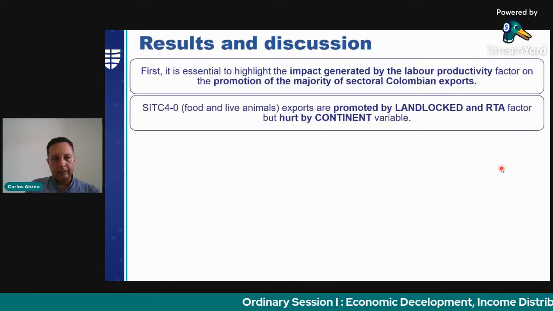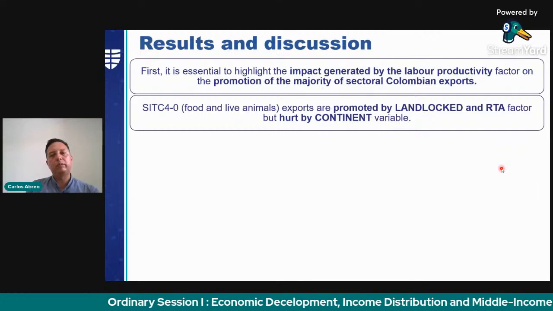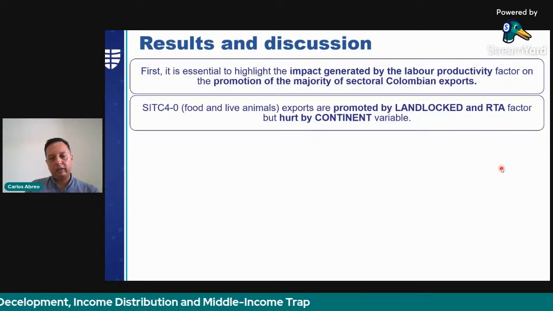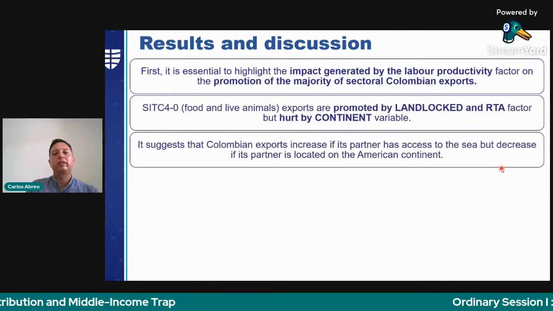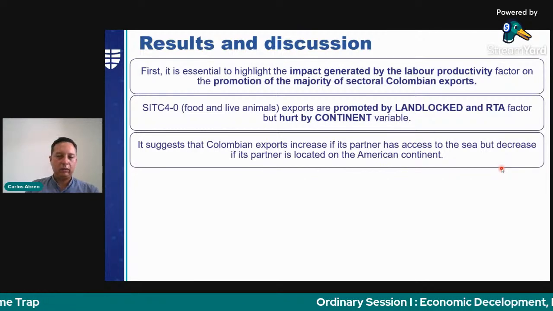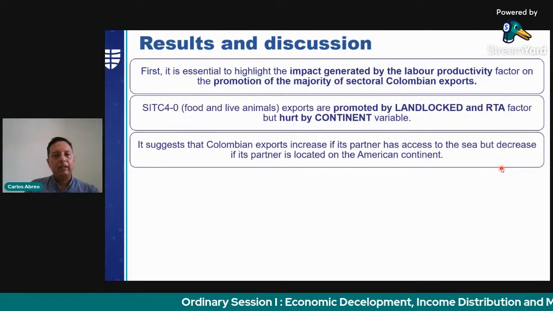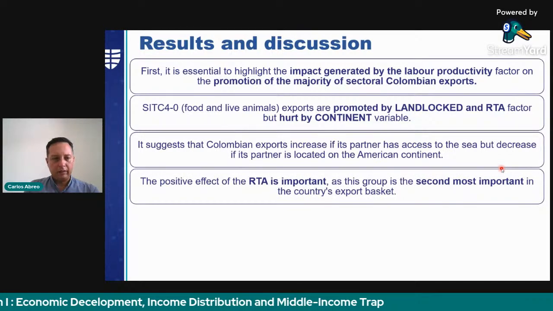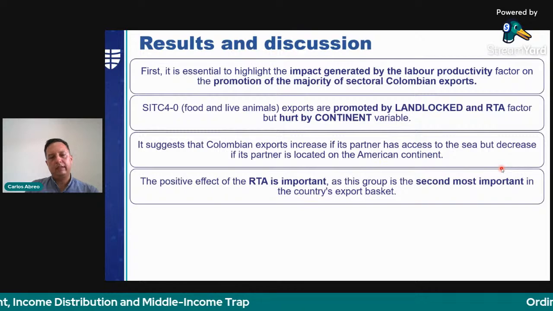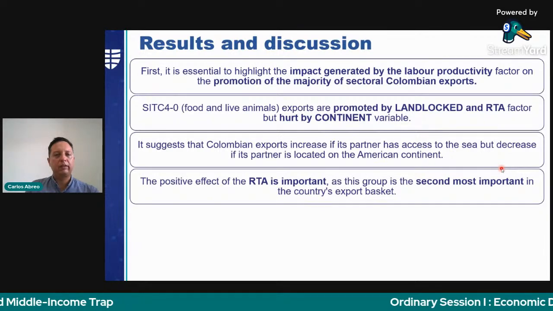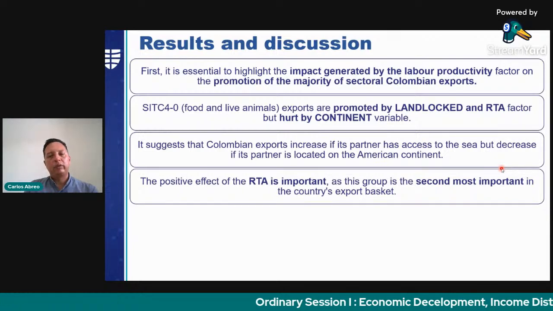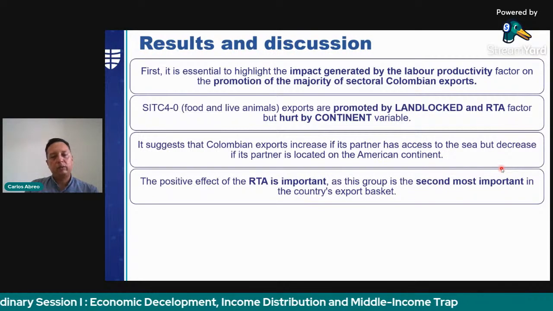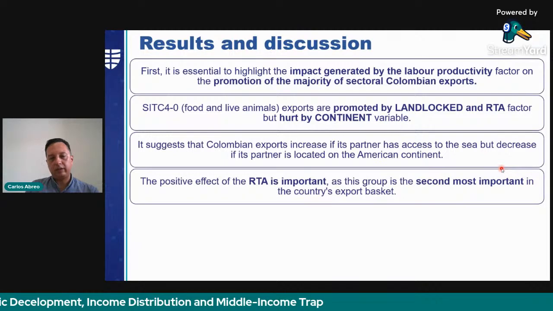Then food and live animals exports are promoted by landlocked and regional trade agreement factors, but hurt by the continent variable. It means that Colombian exports increase if the partner has access to the sea, as expected, but decrease if the partner is located on the American continent. And then, it shows a very important positive effect of the regional trade agreement variable. And this is important because, as I also said before, this is the second most important group of exports in the country's export basket.